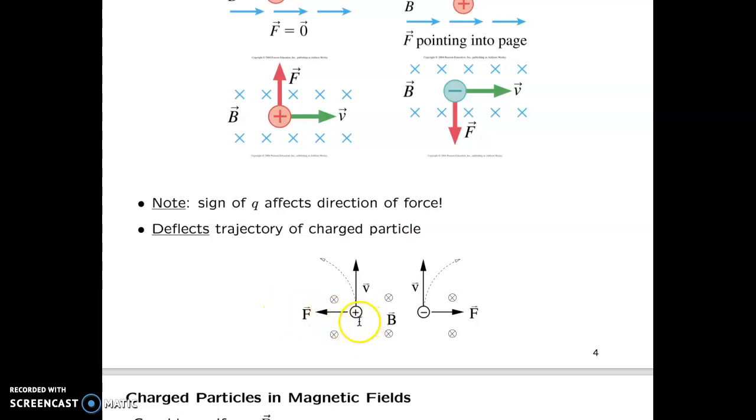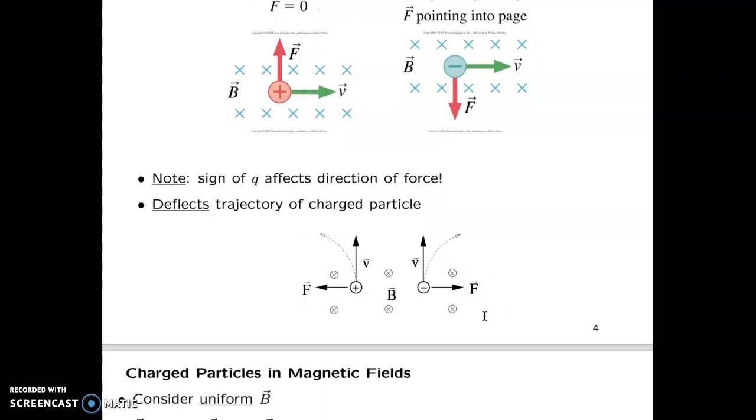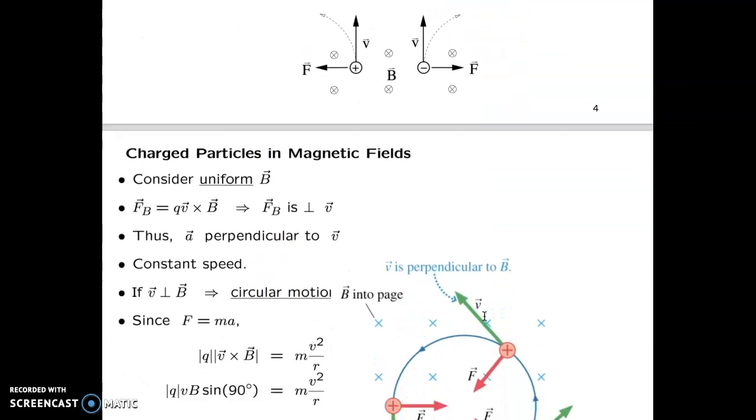So what happens is the particle feels the force, and if it's already moving upwards, it will tend to get deflected in the direction of the force. So it has the effect of deflecting the trajectories of charged particles. Same thing for the negative charge. The only difference, again, is that the force will be in the opposite direction as it would be for the positive charge. So that means the negative charge is deflected to the right. Okay, so what can we do with this?